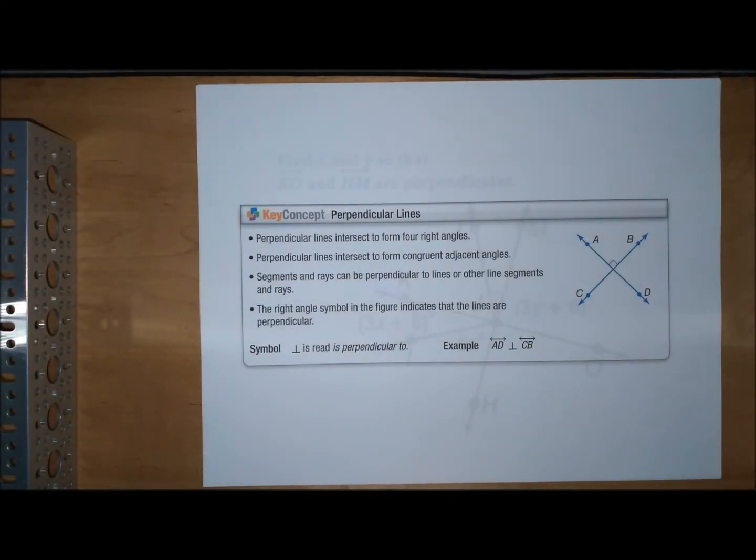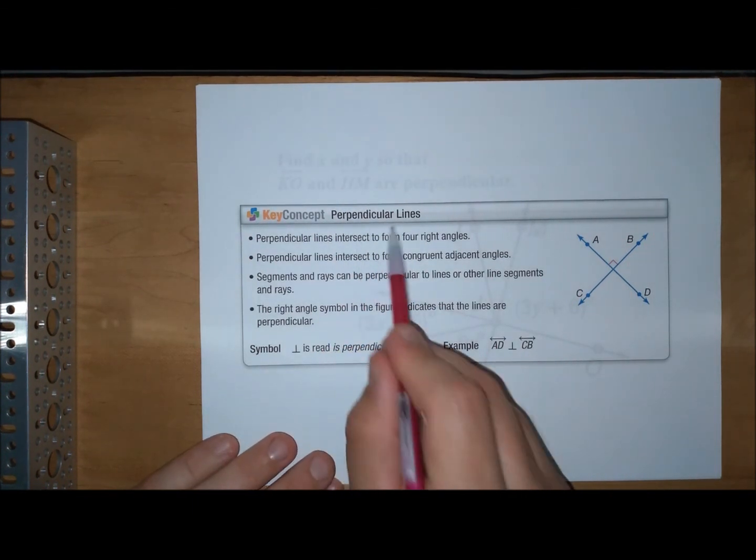Hi guys, welcome to the second part of this video. There's a brief thing we're going to talk about in terms of perpendicular lines before we jump into interpreting geometric diagrams. So perpendicular lines, what does that term mean anyway?